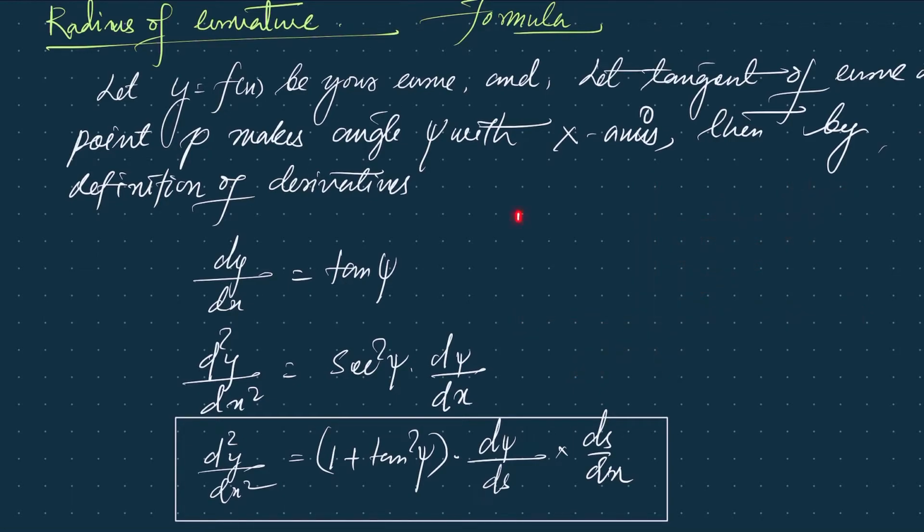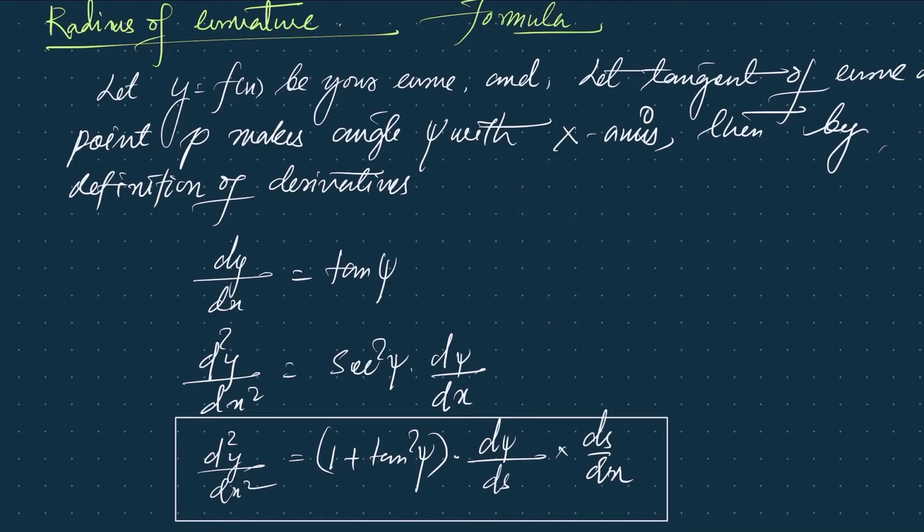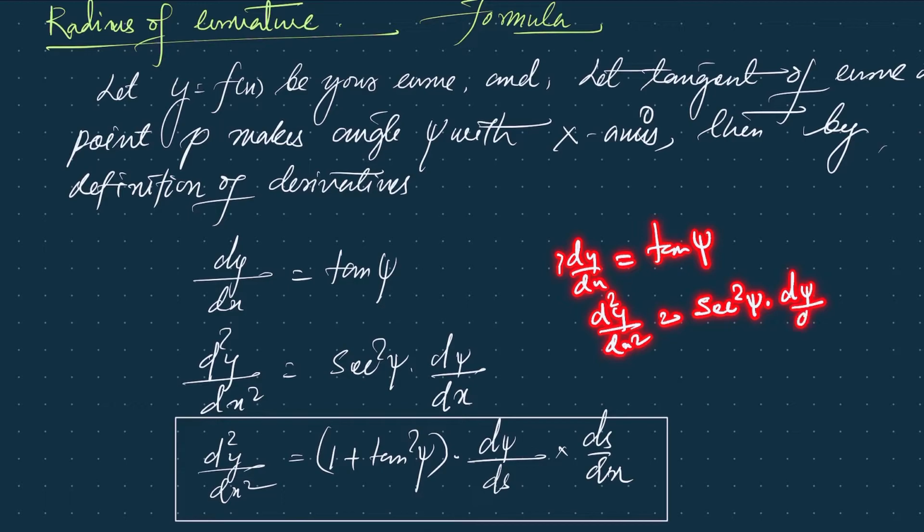We know that when y is equal to f of x, differentiating y with respect to x gives dy by dx equal to f dash of x. This is nothing but the tangent, so we can say it is equal to tan of psi. Now differentiate again: d square y by dx square is equal to what? The differentiation of tan of psi is sec square of psi into d psi by dx.